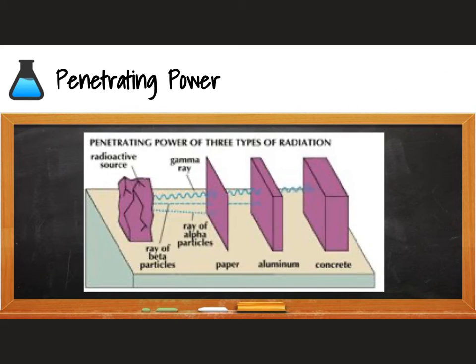So in this slide, we're going to talk about the penetrating power of the 3 different types of radiation.